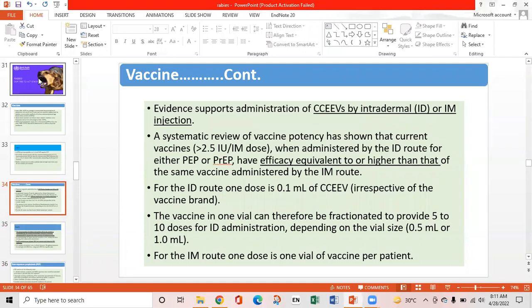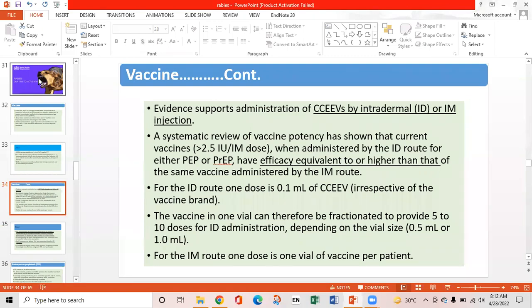Evidence supports administration of CCVs by intradermal or intramuscular injections. A systematic review of vaccine potency has shown that the current vaccine dose, that is 2.5 international units IM in a single dose, and administered by the intradermal route for either pre-exposure or post-exposure prophylaxis, have efficacy equivalent to or higher than that of the same vaccine administered through IM route.